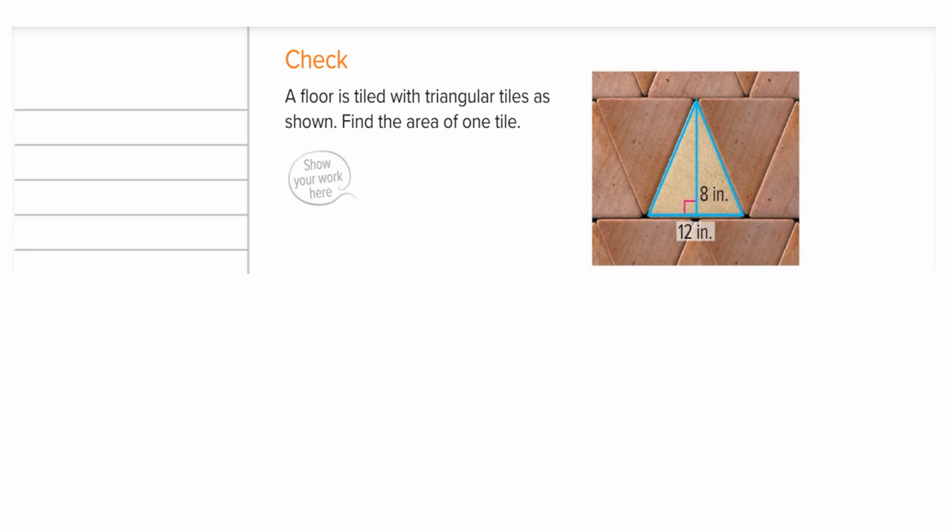So when I'm looking at it and I see that I have a triangle and I have some measurements of base and height, 12 and 8, then I know that my formula for area of a triangle is base times height divided by 2.